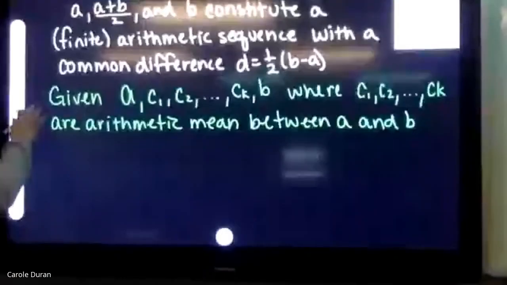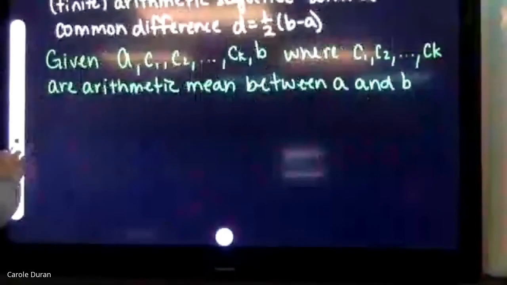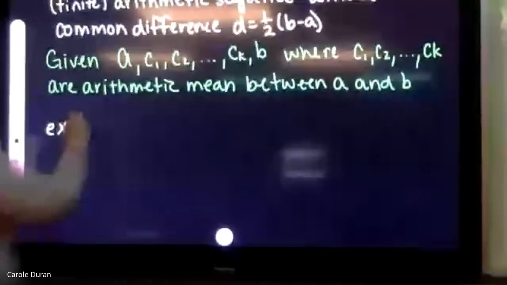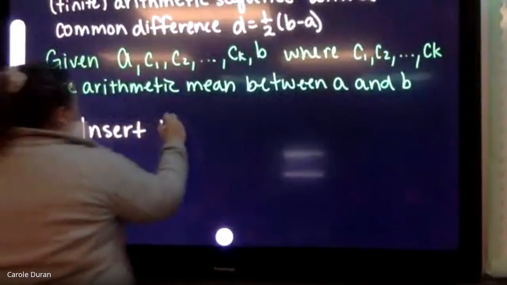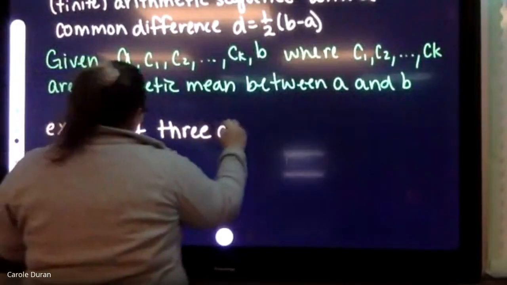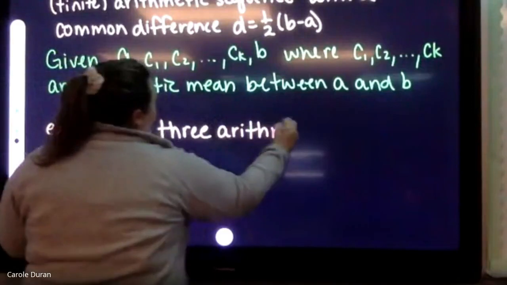So we're going to go ahead and start an example of this that I think will make a lot more sense. In the example, we are going to insert 3 arithmetic means between two term values.